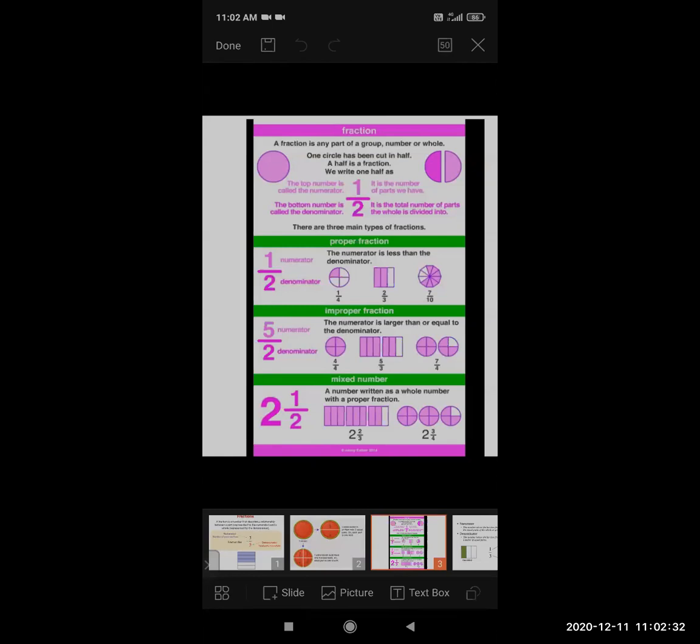I gave you the summary in our last lecture, but for the reminder I'm going to tell you again. The first part is proper fraction. In the proper fraction, the numerator is less than the denominator.